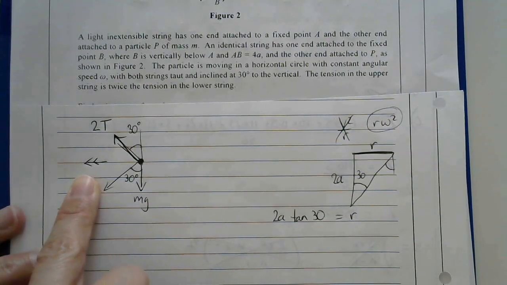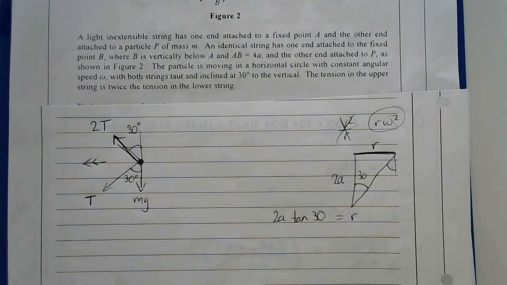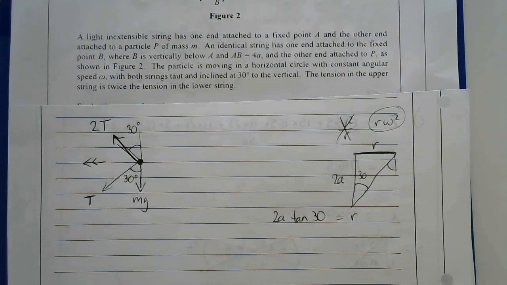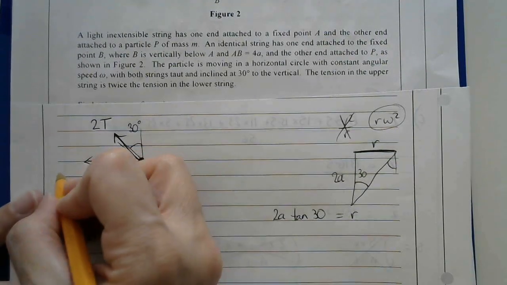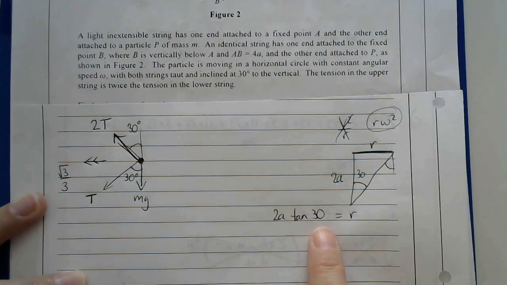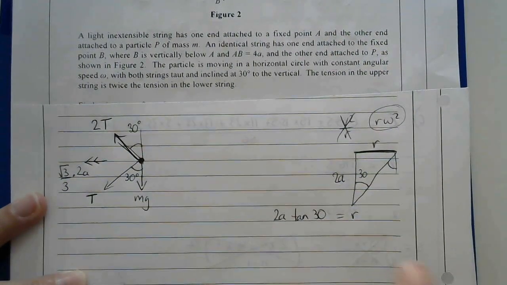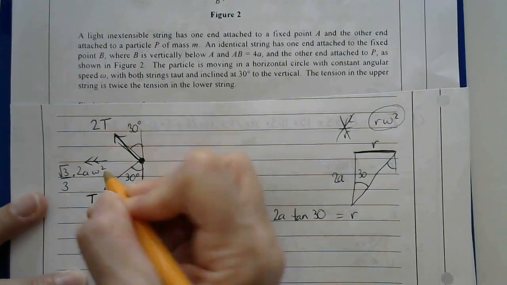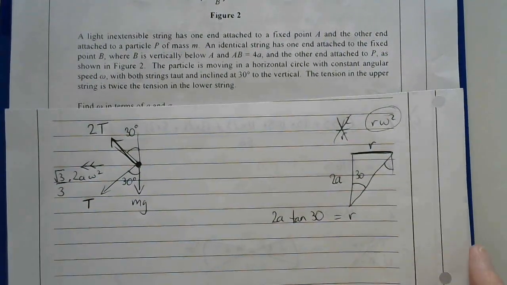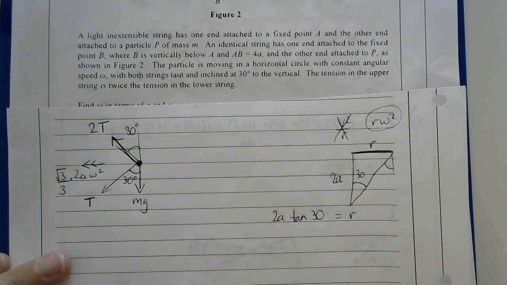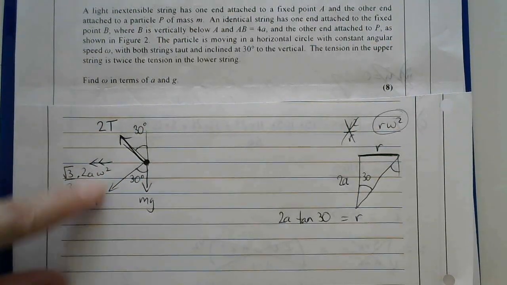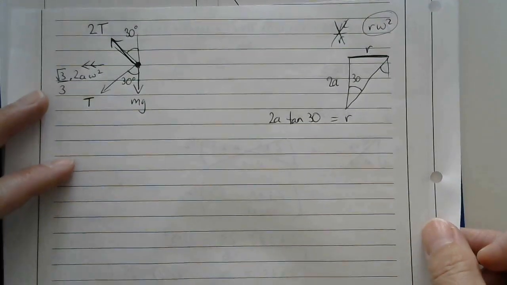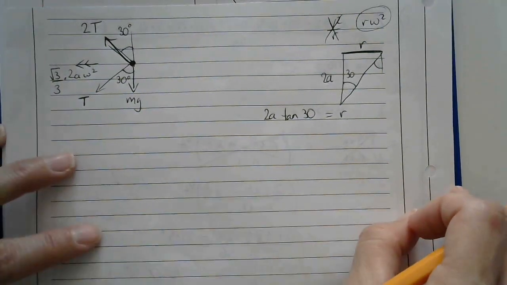So here the acceleration is 2a tan 30 multiplied by omega squared. Now tan 30 is root 3 over 3. So I have root 3 over 3, which is tan 30, multiplied by 2a, multiplied by omega squared. Okay, now I'm ready to do some resolving. I need omega in terms of a and g, so basically I need to eliminate T.